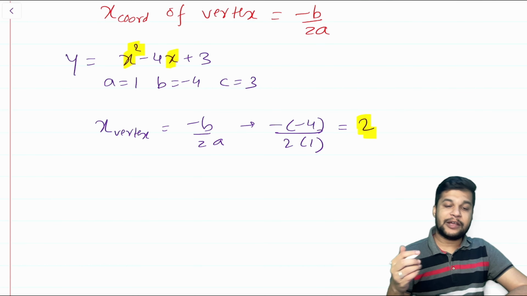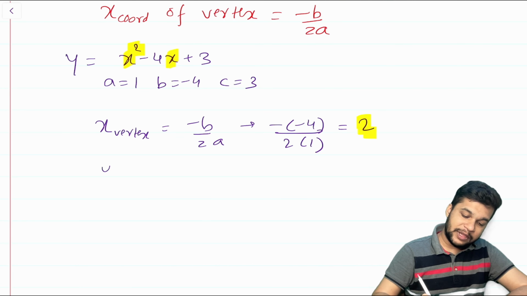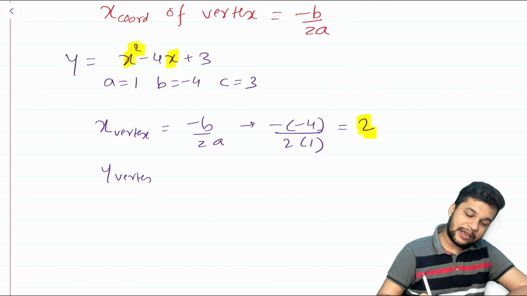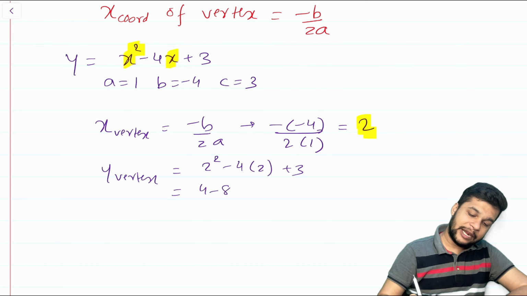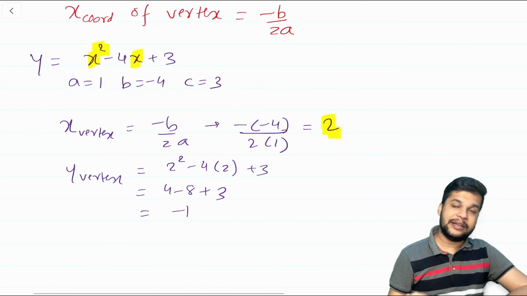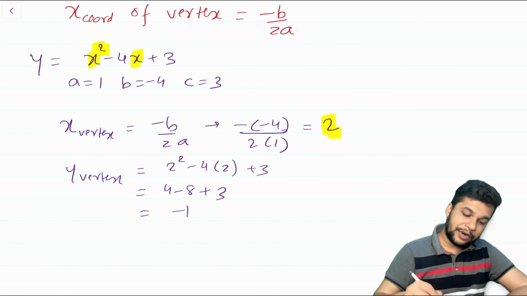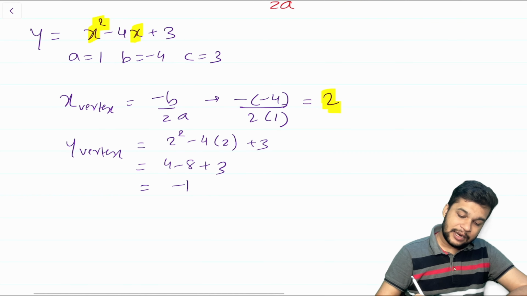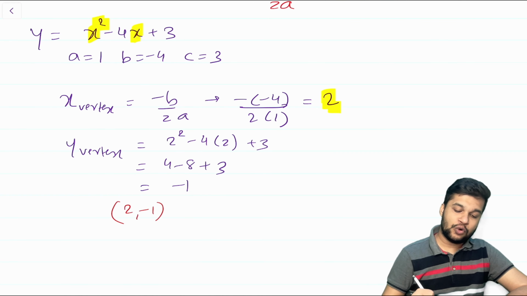Now let us substitute this value of 2 in place of x, so that we can find the y coordinate of the vertex. So what will be the y coordinate of the vertex? It will be 2 square minus 4 times 2 plus 3. So 4 minus 8 plus 3, which is negative 1. So now I directly have the coordinate of the vertex. What is the coordinate of the vertex? It is 2 comma minus 1.